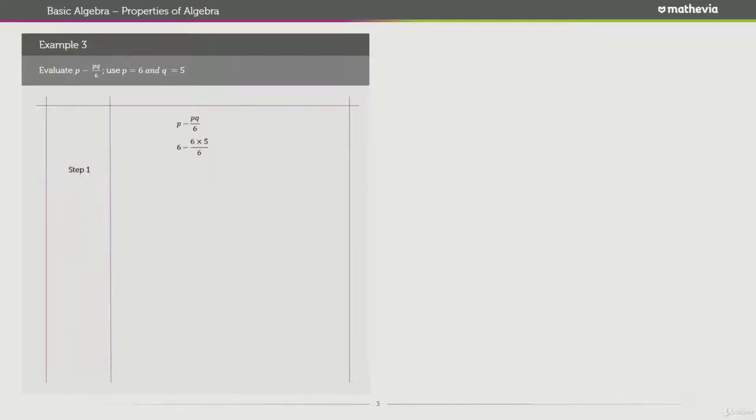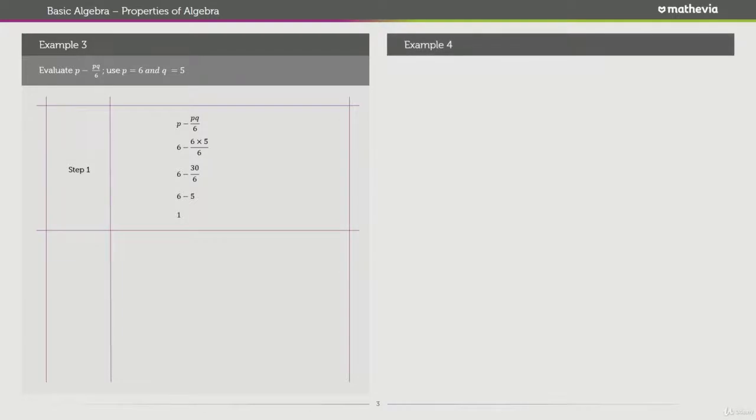We plug those numbers in, 6 for p and 5 for q. So anywhere we see p we put 6, and wherever we see q we put 5, and so we have 6 minus 6 times 5 over 6. And what we have is 6 minus 30 over 6, and 30 divided by 6 is 5, and you have 6 minus 5, and it gives you 1. Simple, straightforward. Let's move on.